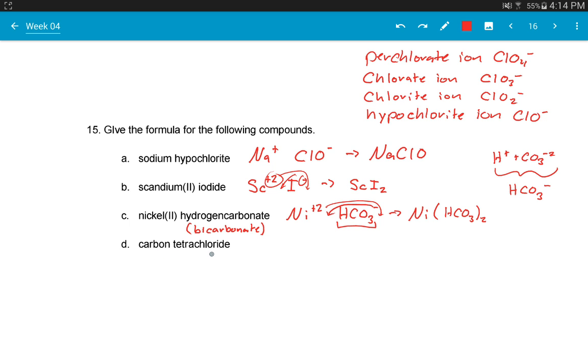Finally, carbon tetrachloride. Carbon and chlorine are both nonmetals. The prefix of tetra, a numerical prefix, is also a good indicator that we're going to be dealing with a covalent compound, in which case 4, tetra, is the number of chlorines that we have present.